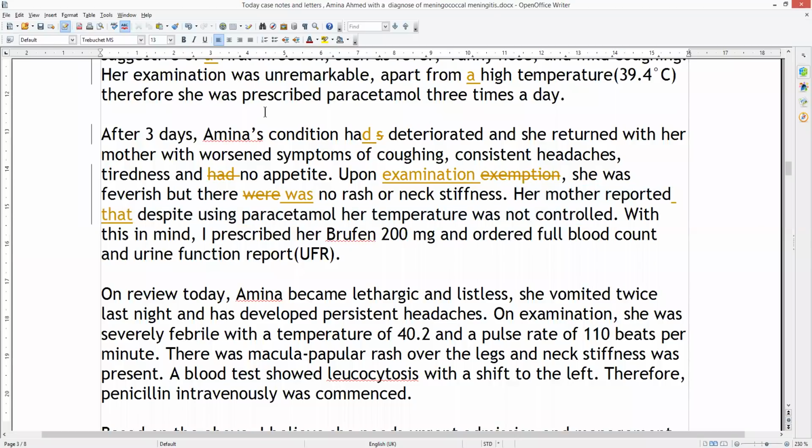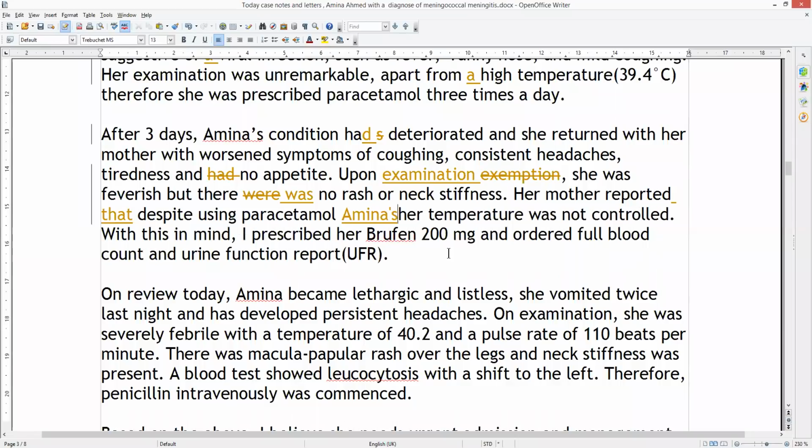Now, I know from the context, we know, but from the structure of this particular sentence, it looks as if the mother is reporting her temperature, but it's her daughter's. So to avoid this, make it Amina's. So it's crystal clear whose temperature was not controlled.